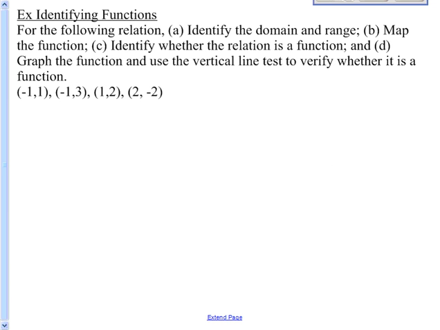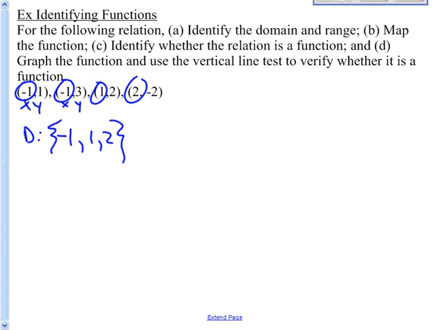For the following relation, identify the domain and range. You notice this is x and y, right? So for part A, your domain, your set of x values, is just -1, of course, you got another -1, 1, and 2. Okay, your range is your y values, those y values. So 1, 3, 2, -2. And you usually try and write those in order. So -2, 1, 2, and 3. Okay, there's your range there.